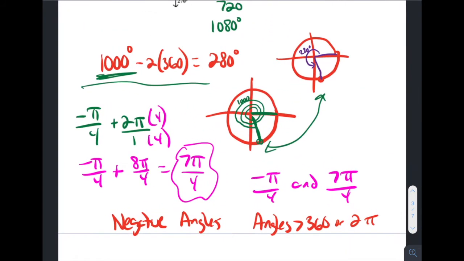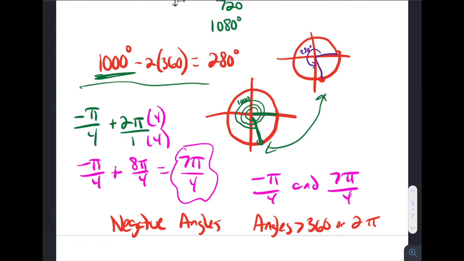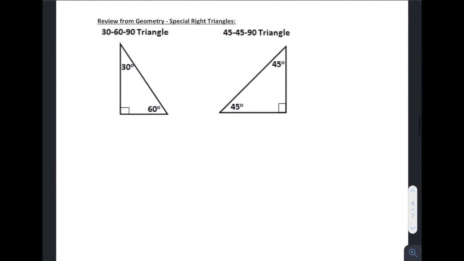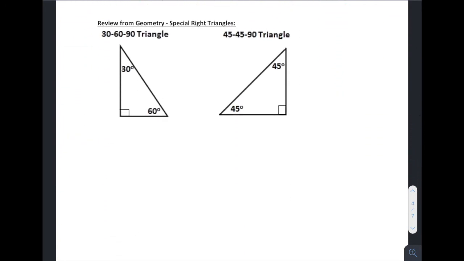All right, now we have laid the groundwork. We are ready to get into our actual construction of the unit circle. And in order to do that, we need to go back to geometry, specifically talking about special right triangles, 30, 60, 90 triangles, and 45, 45, 90 triangles. These triangles are fundamental to being able to work with the unit circle. So, with that said, let's talk about what we know.